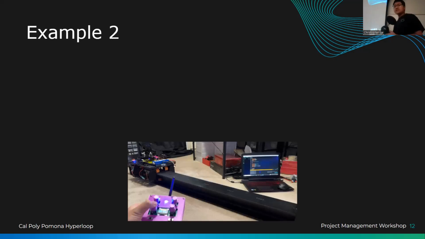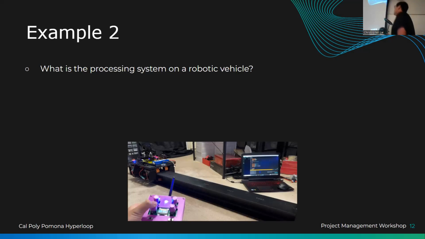So in this example, this is supposed to be a GIF, but it's not playing. So what is the processing system on a robotic vehicle?